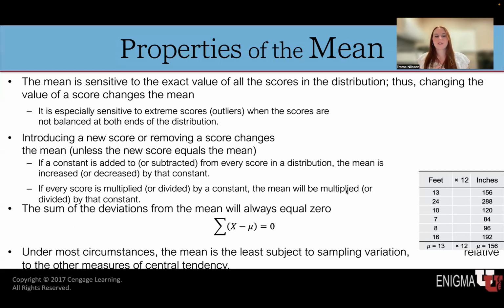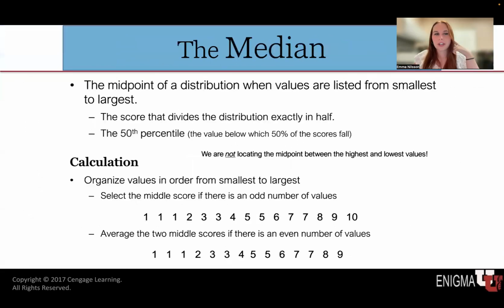Under most circumstances also, the mean is the least subject to sampling variation. Sampling variation is basically if a statistic is going to be different based on the sample that you draw. The mean is going to be pretty consistent in any sample in a population compared to the other measures of central tendency.